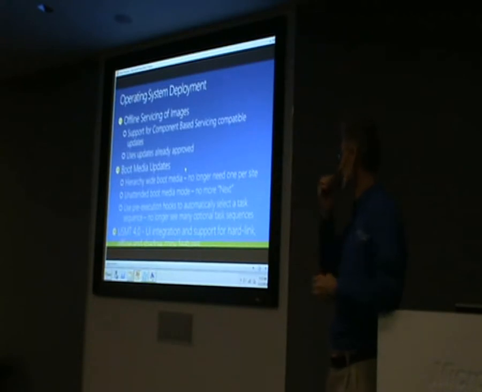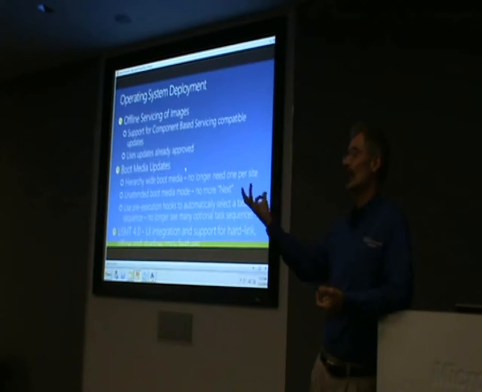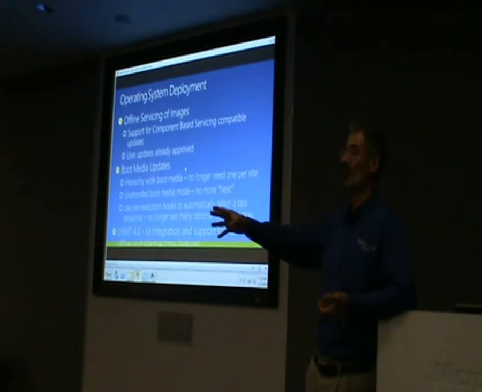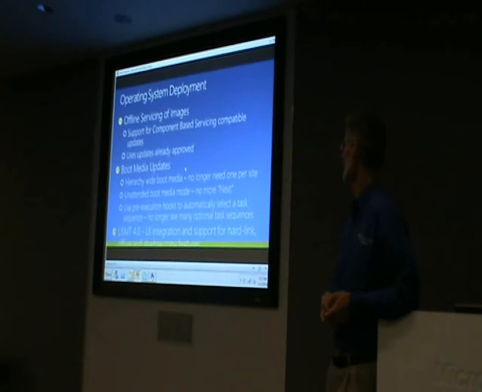Boot media is now hierarchy-wide. Currently, it's boot media per site because it's tied to the MP. So it'll be one boot media for the entire environment. Pre-execution hooks: you can have UI with your pre-execution hooks, so you can ask your end users questions if you want to get more interactive, so they can select the right task sequence to use. And UI for USMT 4.0 with hard linking. We support it today, but we give you no UI on how to do it, so there'll be some UI around USMT 4.0 and hard linking. Plus the pre-staged media that's in R3 is also in VNext.